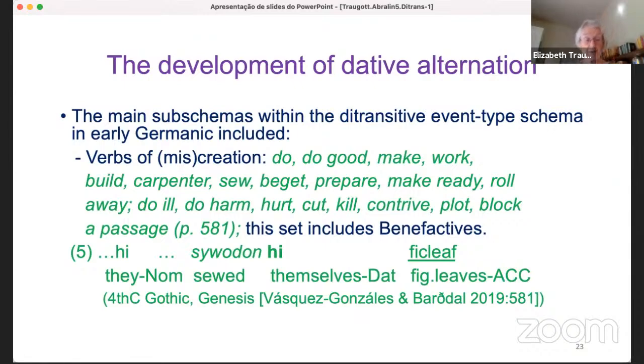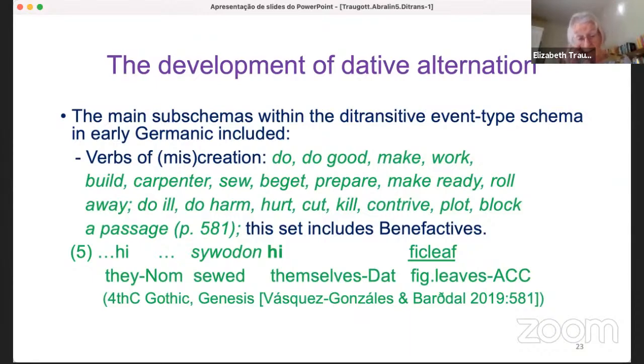There's a whole set of verbs of miscreation. The creation ones are do, do good, make, work, build, to carpenter, to sew, to beget, to prepare, make ready, and roll a wheel. The miscreation and semantically negative ones include do ill, do someone ill, do harm, hurt, cut, kill, contrive, plot, block a passage, and so forth.